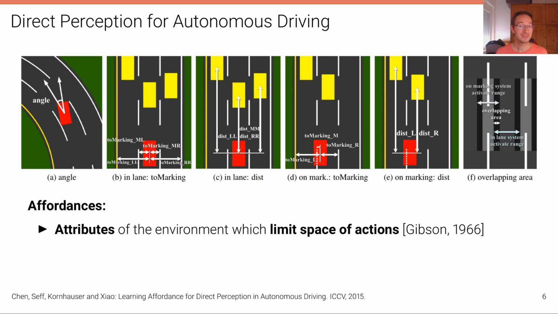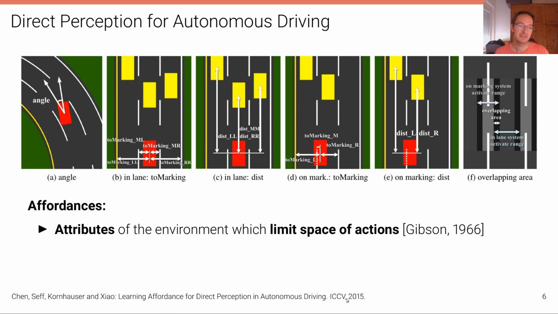Okay, so let's look at a particular model that has implemented this paradigm. And we're going to look at this paper here called Learning Affordance for Direct Perception in Autonomous Driving from Chen et al. in 2015. The goal of this paper was to implement a direct perception controller for highway driving and to test that in simulation.